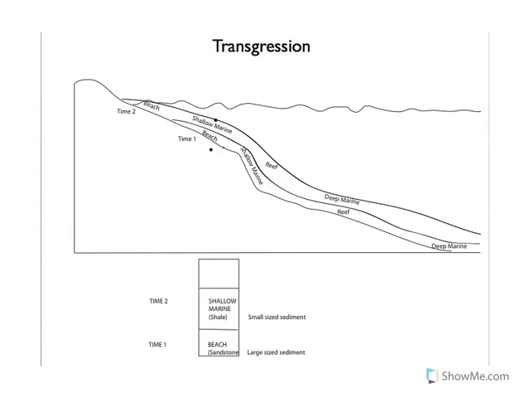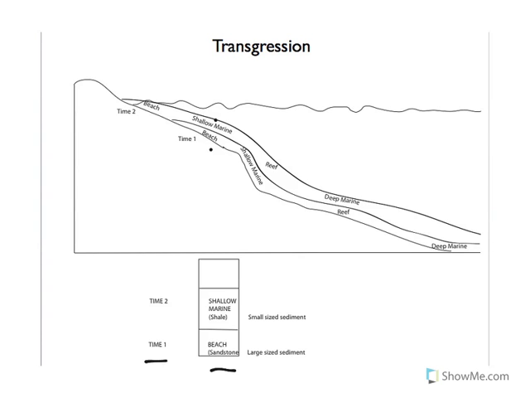We're losing land. So at time 1, we have our beach environment, and the beach is represented by sandstone, which is a pretty big grain, pretty large size grain sediment. Time 2, we have shallow marine. Shallow marine is represented by shale, which is clay-sized particles. So these are very small particles.